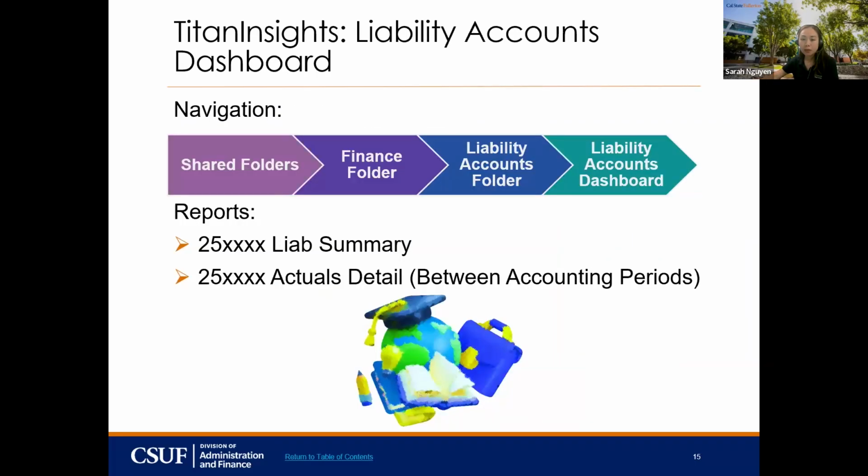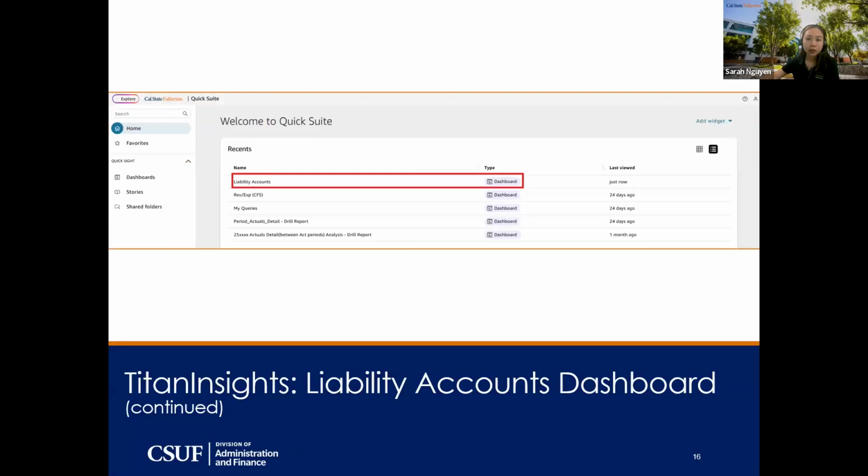To make it easy to remember, to get started, you can go to the Shared folder and then open the Finance folder. Inside the Finance folder, you can choose the Liability Accounts folder and you will land on the Liability Account dashboard. You can view reports like the Liability Summary Report or Actual Detail Report. To illustrate, this is the Titan Insights dashboard, and just click on the Liability Account dashboard so you can view all the details of the study abroad program.